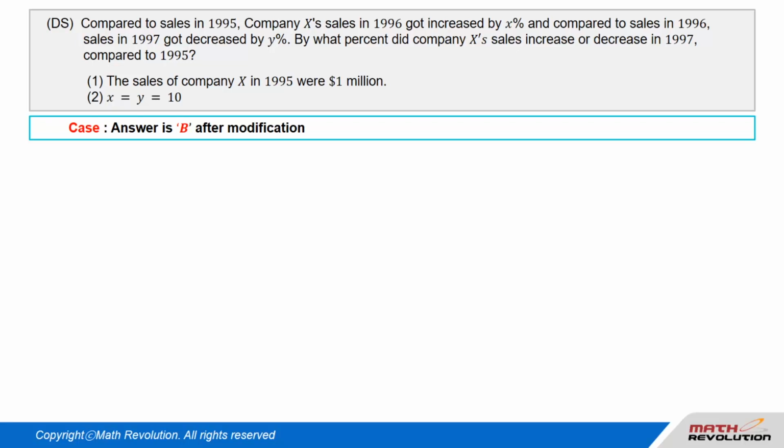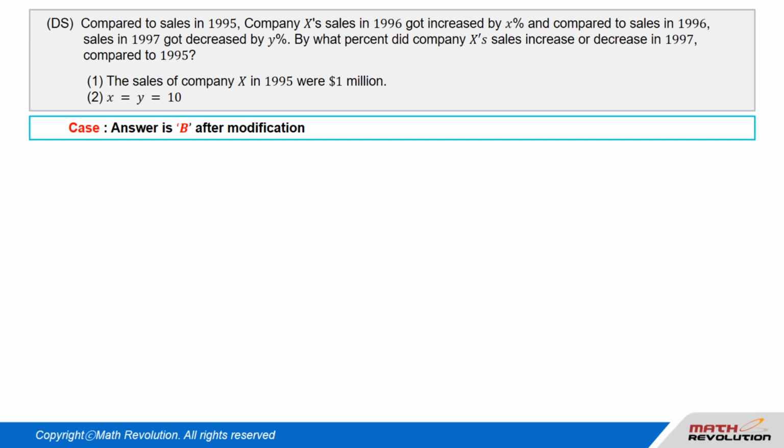Question 3. DS. Compared to sales in 1995, Company X's sales in 1996 increased by X%. And compared to sales in 1996, sales in 1997 decreased by Y%. By what percent did Company X's sales increase or decrease in 1997 compared to 1995?